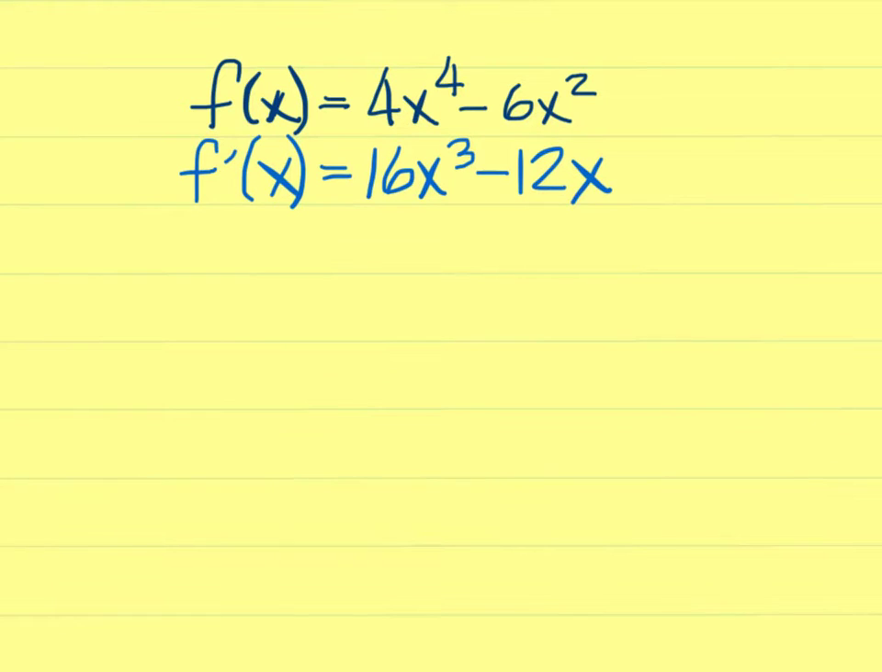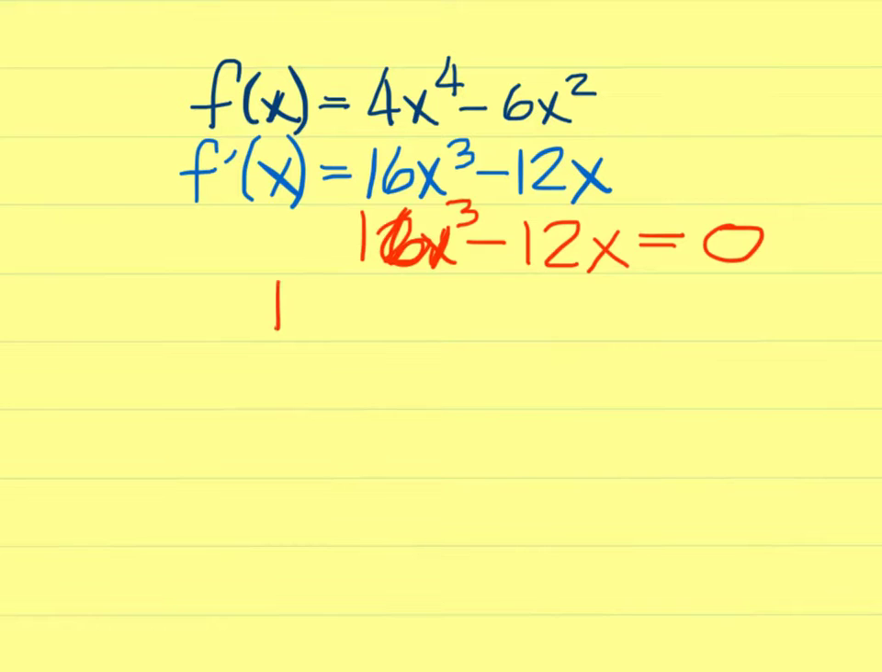From that point, you want to solve the derivative equal to 0. 16x to the third, then minus 12x, set that equal to 0. Now it looks to me like we can factor out a 4x, so you're left with 4x squared and then minus 3.